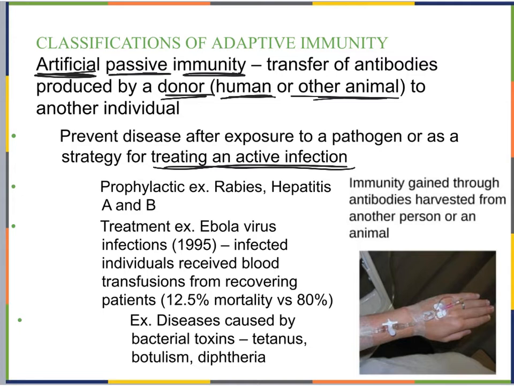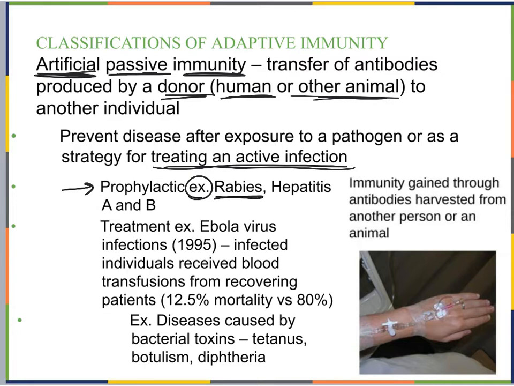So if somebody has been exposed to a pathogen, they might go in and get something to make sure that they don't get sick because of the pathogen. Or if somebody is actively infected with something and they're not doing a very good job of fighting it off, then they might give them this artificial passive immunity. For example, if it's prophylactic, this would be a strategy to try to prevent somebody from having an active infection. Some prophylactic examples are rabies.